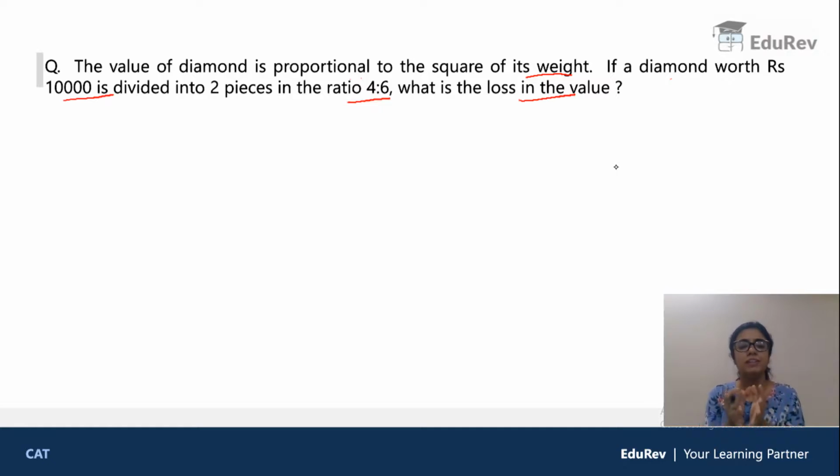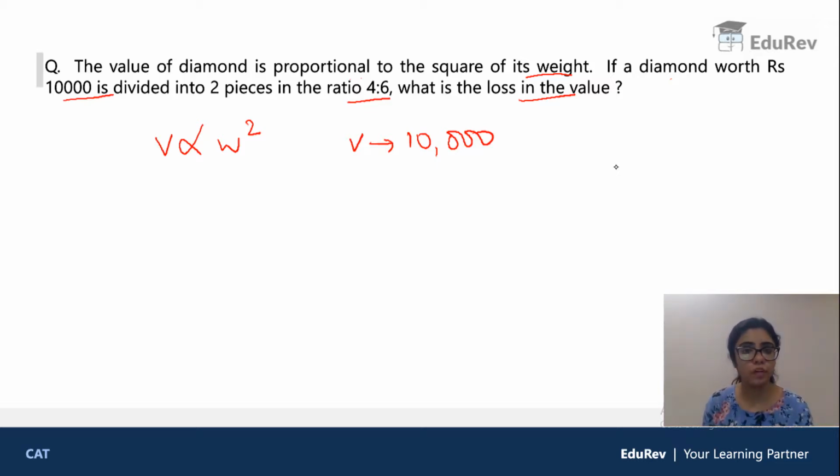Now imagine I had a diamond. Okay. The value of the diamond is proportional to weight square. Okay. Initially the value of the diamond was 10,000. So initially the value was 10,000. Okay. Now this got divided into two pieces. Let's say it fell down, it broke, and it got divided into two pieces in the ratio 4:6. Now they are asking you what is the loss in the value.